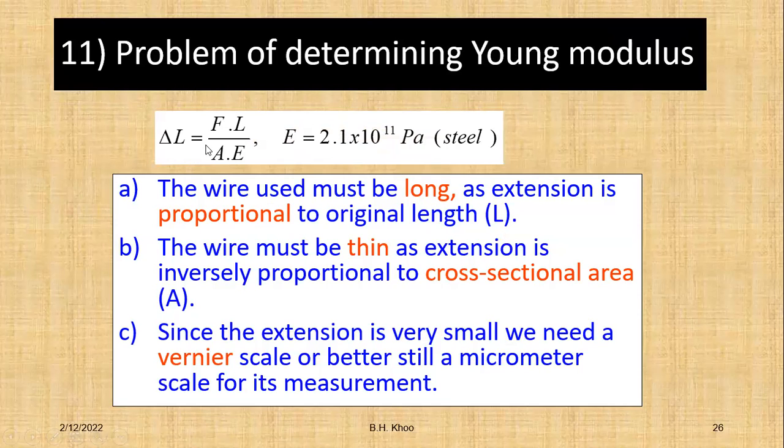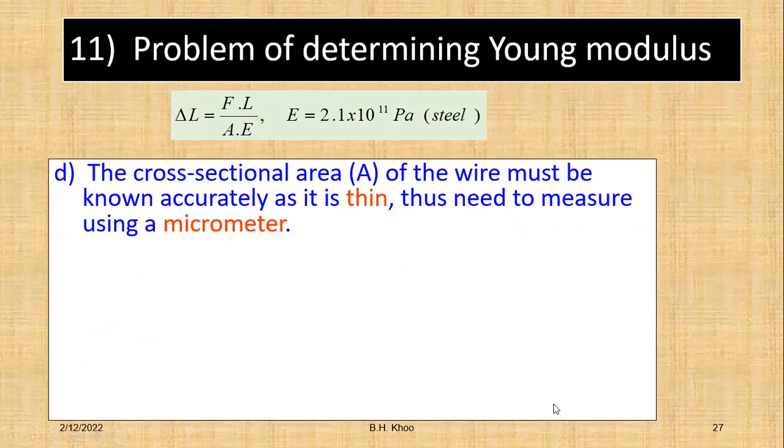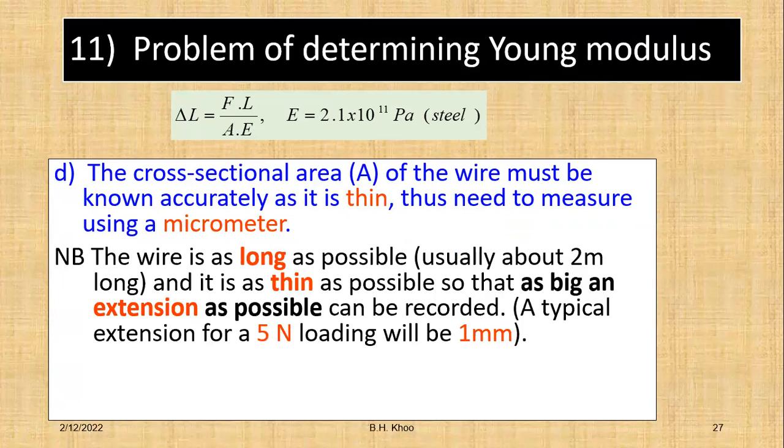Since the extension is likely to be very small, we cannot use a meter rule to measure. You have to use a vernier caliper or, better still, the micrometer method of measuring. So we usually use a very small cross-sectional area, a thin wire, and measure the diameter using a micrometer. The wire is as long as possible, about 2 meters, and as thin as possible, so that the extension is as large as possible. So we use 5 Newton, the extension is about 1 millimeter.